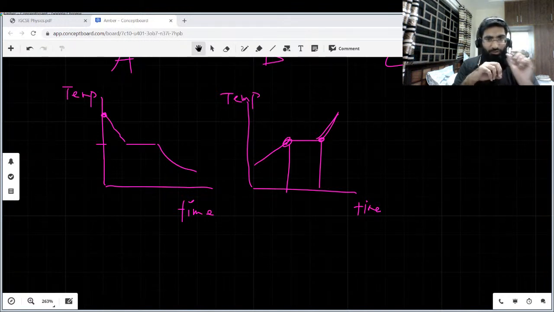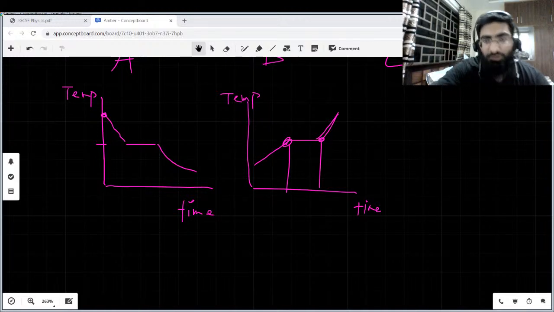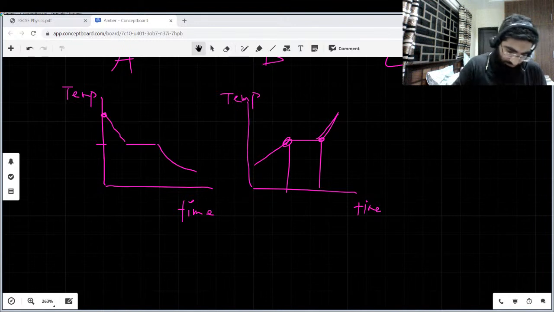This amount of heat which I have to give to a substance so that its temperature remains constant, while the state of matter changes, is called latent heat of fusion. Let me write down the exact definition as well. You can note that down and then we'll see questions after that.